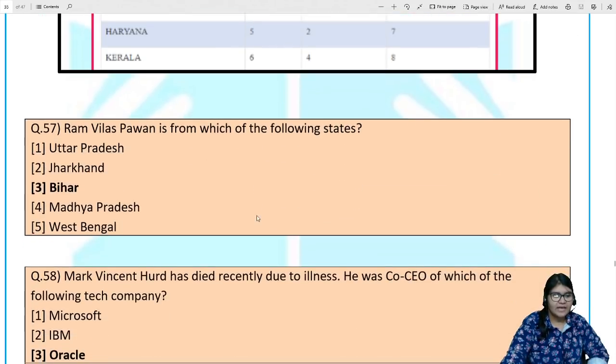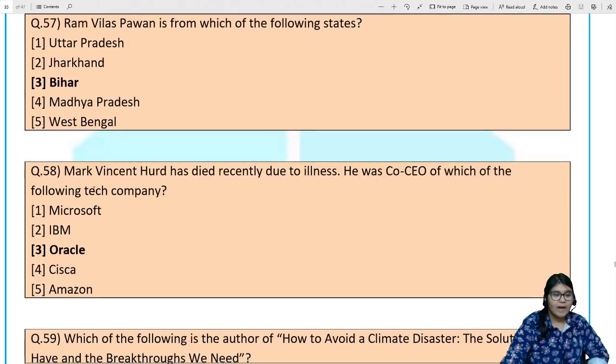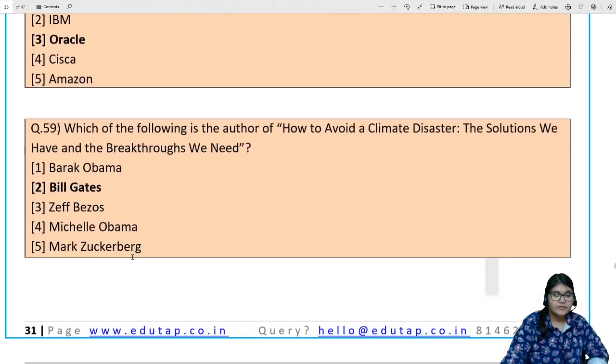Okay. Then Ramvilas Paswan is from which of the following states? The answer to this question, it is Bihar. Mark Vincent Hurd has died recently due to illness. He was a co-CEO of which of the following tech company? The answer is Oracle. Which of the following is the author of How to Avoid a Climate Disaster?